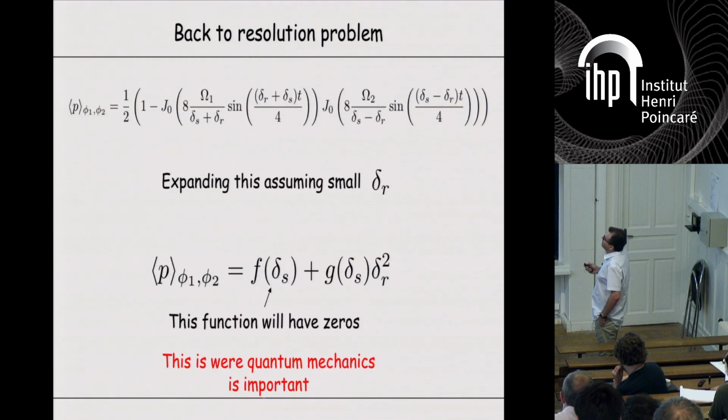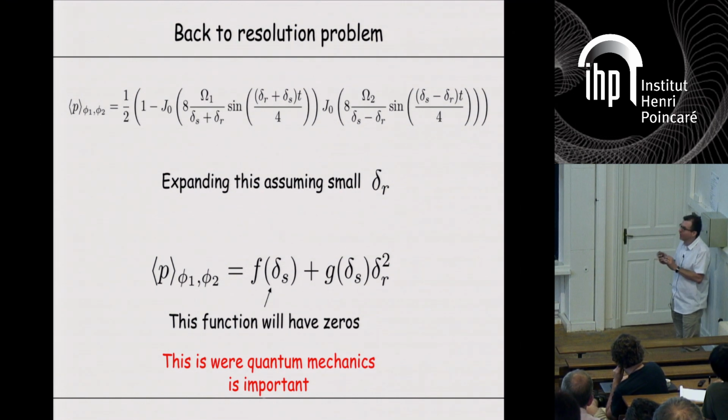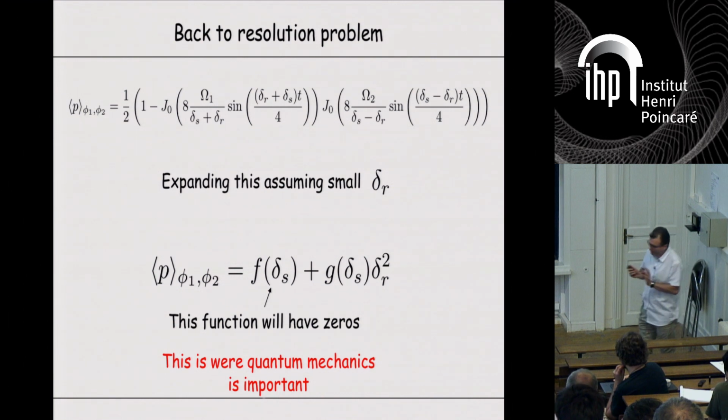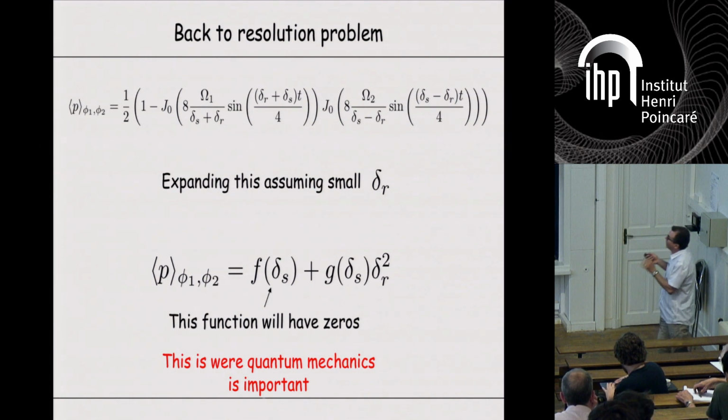Let's write this probability as a function of delta R and delta S. Delta S is omega 1 plus omega 2 minus control. And delta R is delta 1 minus delta 2. You should subtract the control, but it's the same, so it doesn't matter. So delta R is the difference between the two frequencies. This is the important parameter. Delta S is the sum minus the dynamical decoupling drive frequency.